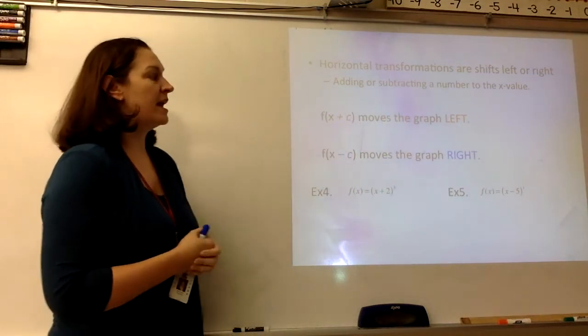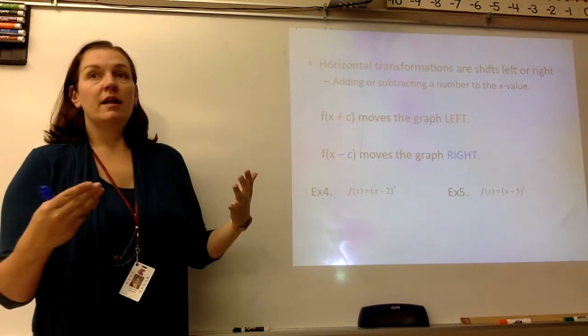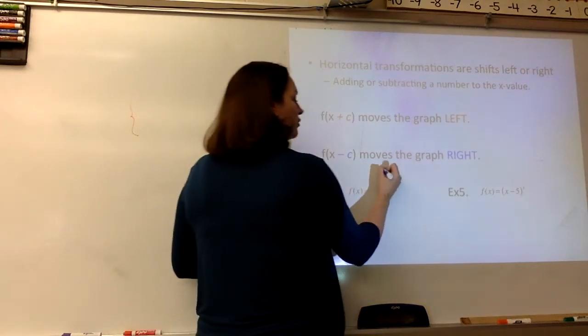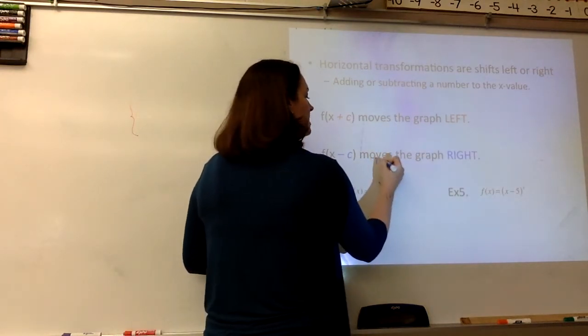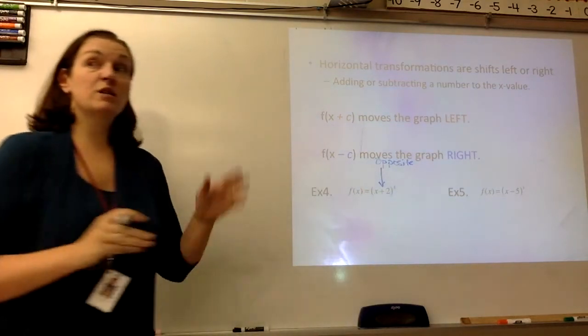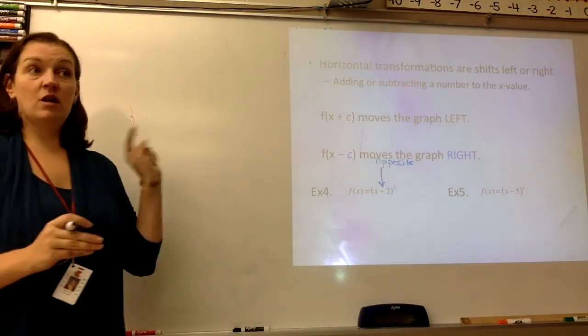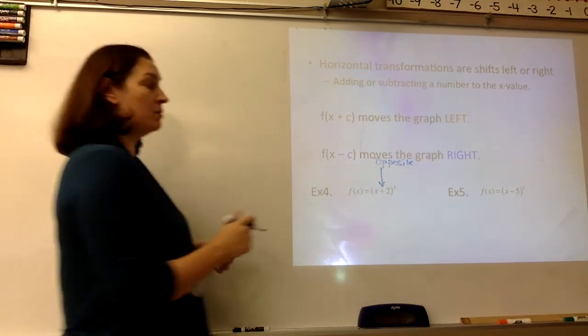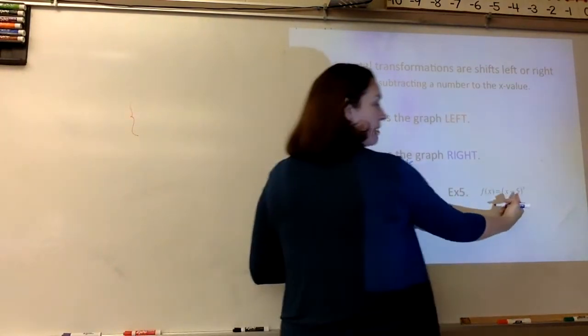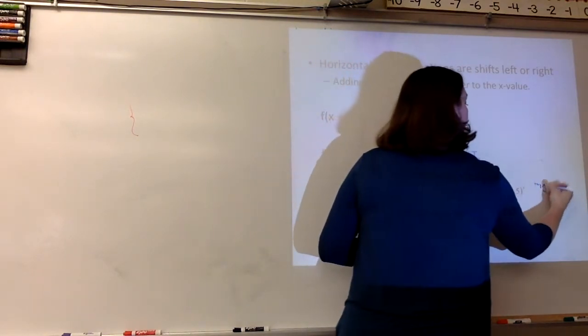I did that opposite with my hands, but the reason I did it opposite is because whatever is inside of the grouping symbol, I always want to use the opposite. So if this is take x, it says plus 2. X is along this way. I'm actually going to move it left 2. And if this says minus 5, that means I'm going to move it right 5.